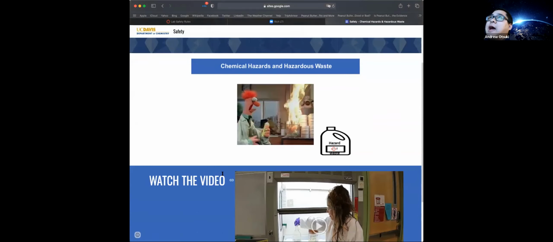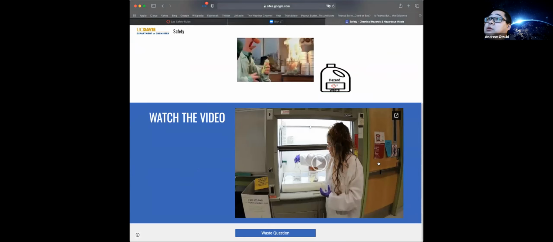All right, so let's talk about chemical hazards and hazardous waste. When we use chemicals, there's always some waste that's going to be generated, and it's not always safe waste. The safest waste you could generate is water. Most of the time it's chemicals that are harmful to the environment, so we have to collect it and properly recycle or dispose of it. So let's watch how we collect and dispose of waste generated from our experiments.